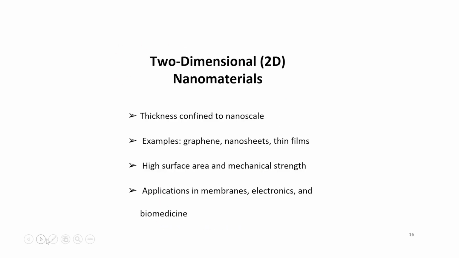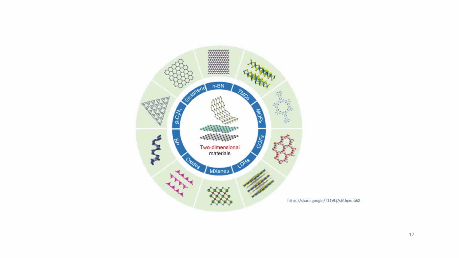Two-dimensional nanomaterials basically have thickness confined to a nanoscale. Examples are graphene, nanosheets and thin films. They have a high surface area and mechanical strength. Applications are in membranes, electronics and biomedicine. That is an example of two-dimensional nanomaterials.